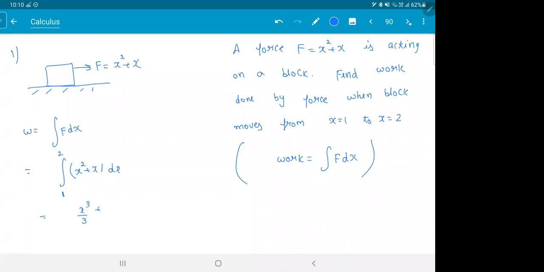x cubed by 3 plus x square by 2, limits 1 to 2. Put 2 there, that will be 8 by 3 plus 2 minus 1 by 3 plus 1 by 2. How much is this? 3, 2, 6, 14 by 3 minus 5 by 6, multiply 2, 28 minus 5, 23 by 6 joules. Got this?